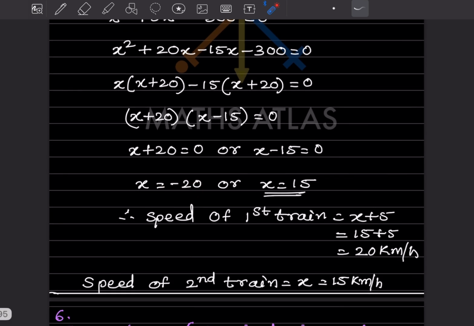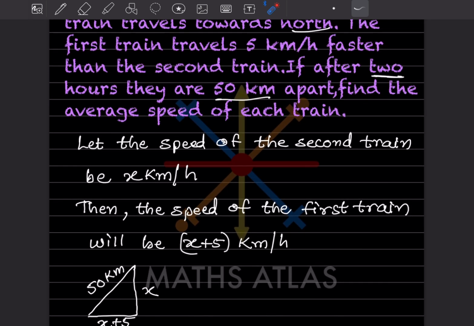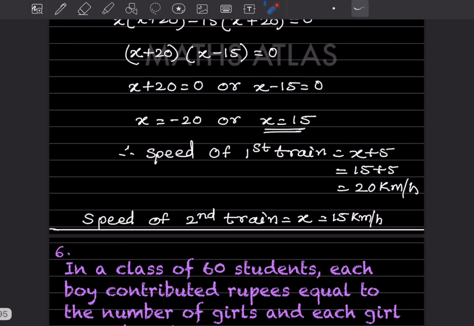Now what we have considered as x, but here what they have asked is to find the average speed of each train. So now we can write here, x is 15. So the speed of the first train, we have considered as x plus 5, and the second one we have just considered as x.